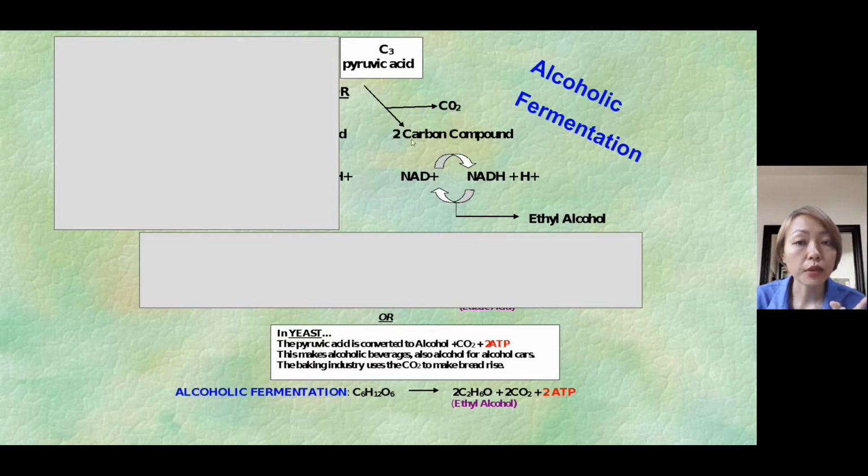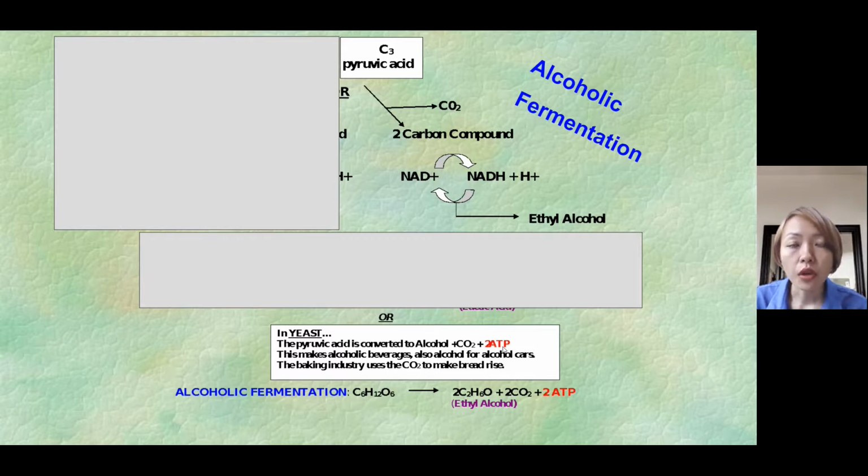And what remains there is just the 2-carbon molecule, right? So that releasing of carbon, the energy electrons need to be trapped by the NAD+. Okay? That 2-carbon molecule that remains is ethyl alcohol. So here, the pyruvic acid is converted to alcohol plus carbon dioxide plus the 2 ATP.